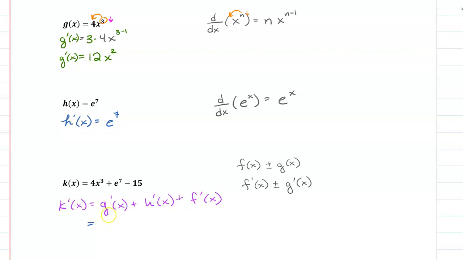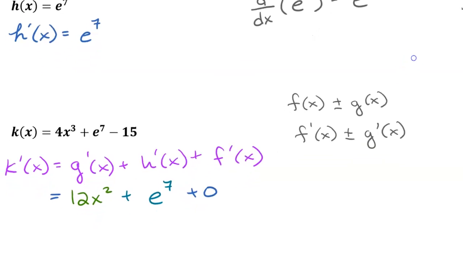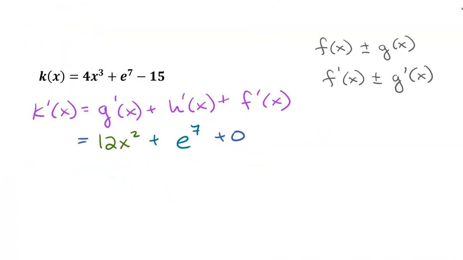So, that would be 12x squared for the g prime. We have plus e to the 7th for h prime, and 0 for the 15. String them all together.